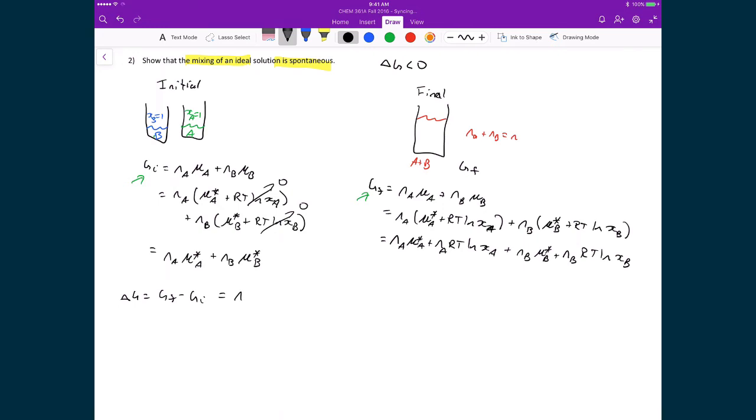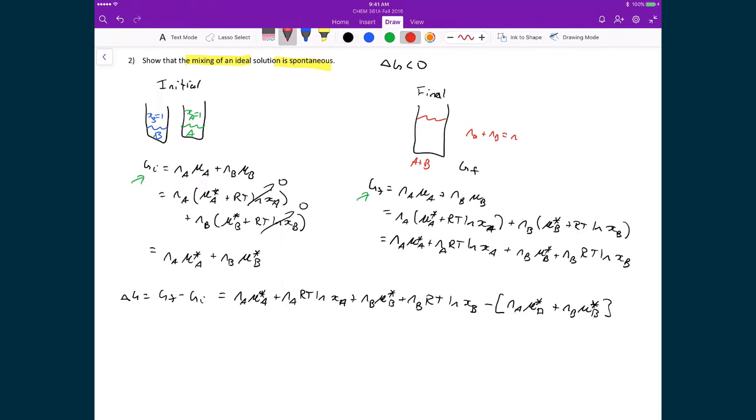So my final in this case is number of moles of A, chemical potential of the pure component of A, plus NA, the number of moles of A, times RT, natural logarithm of the mole fraction of A, plus number of moles of B, times the chemical potential of the pure B component, plus number of moles of B, times RT, times the natural logarithm of the mole fraction of B. From that, I'm going to subtract off number of moles of A, times the chemical potential of the pure A component, plus the number of moles of B times the chemical potential of the pure B component.